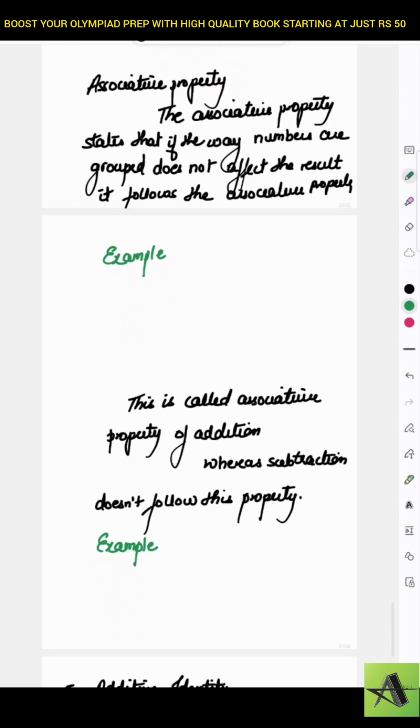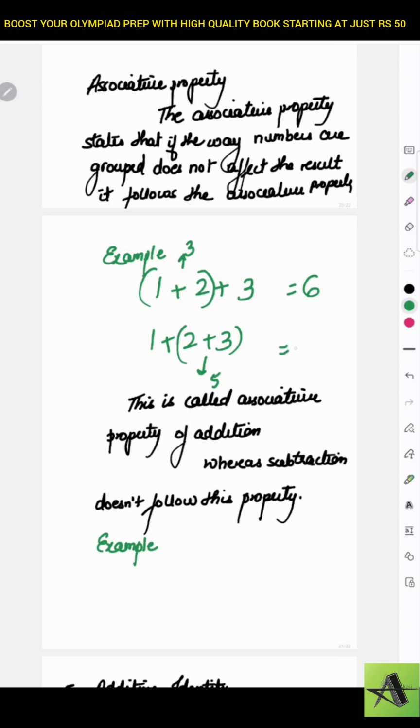Next is the associative property. The associative property is when I make a group and still get the same answer. Like 1 plus 2 plus 3, we know it's 6. Say I have made the bracket like this, and we always solve the bracket first. So 1 plus 2 is 3 and 3 plus 3 is 6. Now suppose I have changed the bracket. 2 plus 3, let me solve the bracket first. So 2 plus 3 is 5, plus 1 is 6. You can clearly see, whatever the grouping, the answer is still the same.